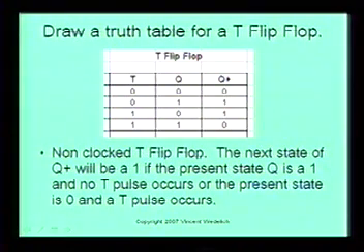T is toggle. The next state of Q plus will be a 1 if the present state of Q is a 1, so here you've got a 1, and there's no T pulse. So here you have a 1, there's no T pulse, so you're going to have a 1. Or if the present state is 0 and a T pulse occurs, then you'll get a 1. So that's how a T flip-flop works without a clock.